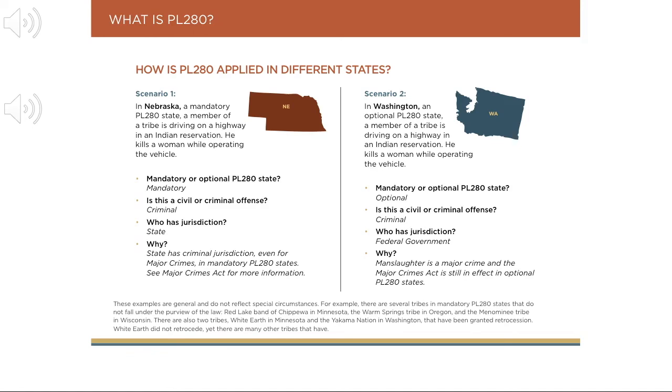Scenario 2. In South Dakota, an optional PL280 state, a member of a tribe is driving on a highway in an Indian reservation. He kills a woman while operating the vehicle. Since South Dakota is an optional PL280 state, the federal government has jurisdiction because manslaughter is a major crime and the Major Crimes Act is still in effect in optional PL280 states.